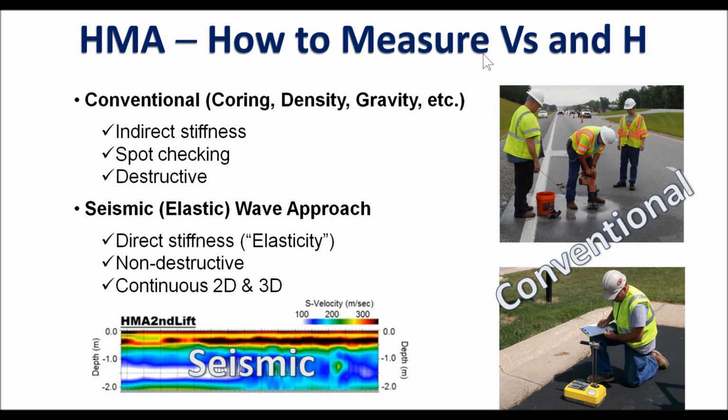For example, most of the conventional methods like coring, density, gravity, they are not measuring direct stiffness properties. Rather, they are measuring indirect properties like density and gravity. And they are basically spot checking methods, and most of them are destructive methods.